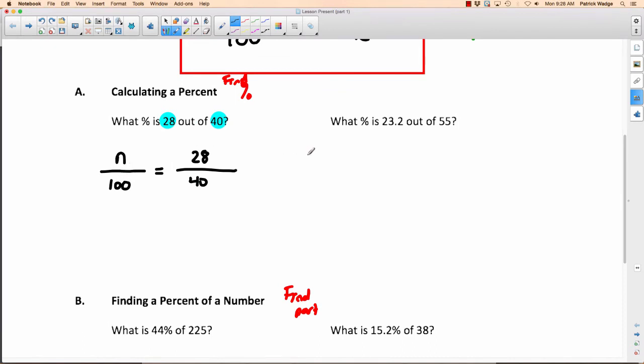Oh my goodness. How do we solve it, people? Say it with me, please. Cross multiplying. Right? I told you at the start of the course this is like the most important skill in the course. We got to be able to do this.